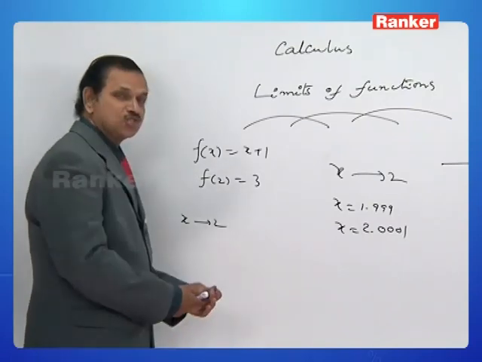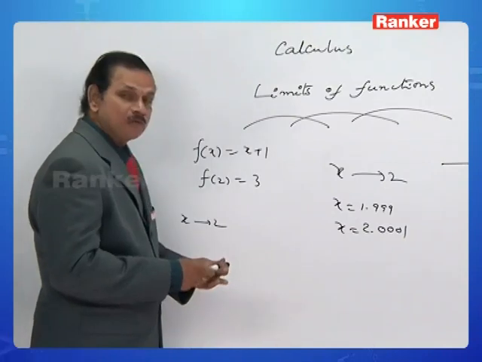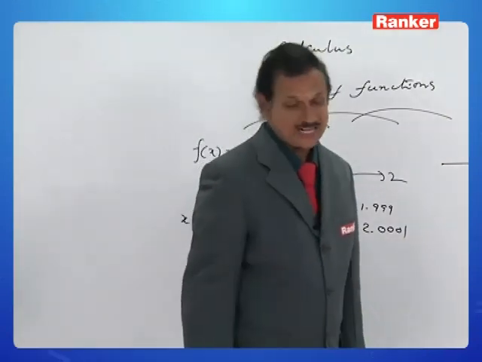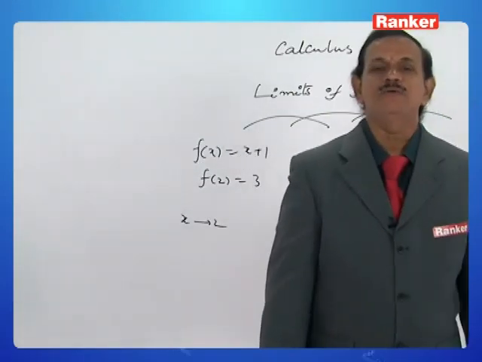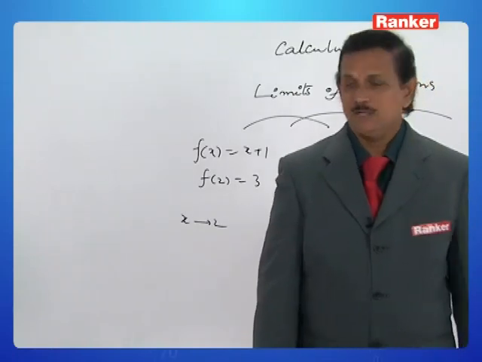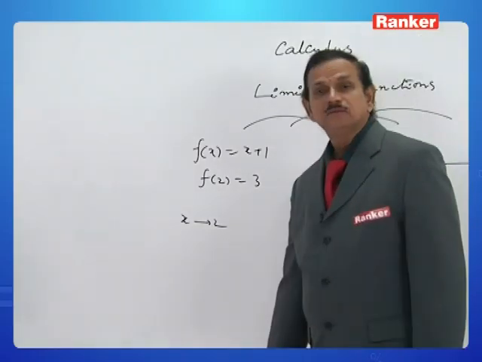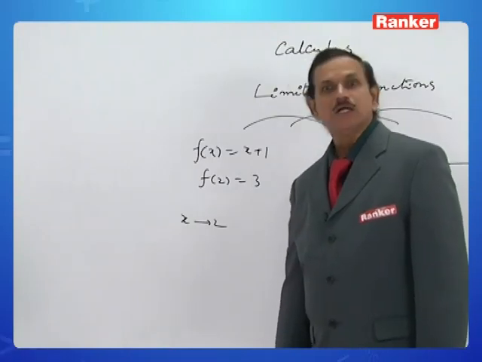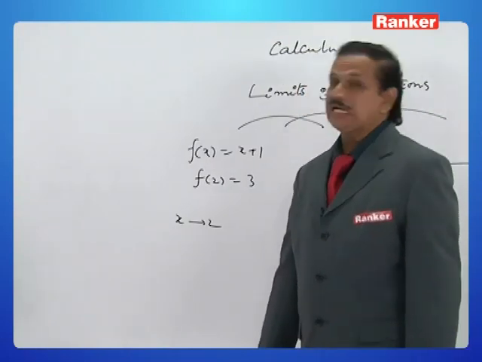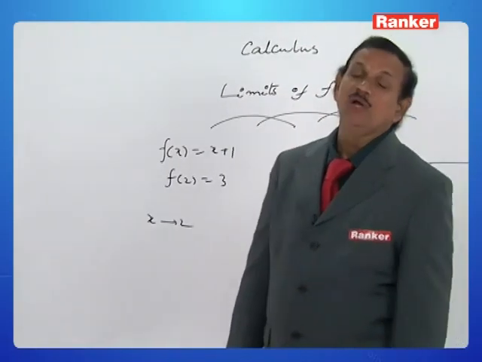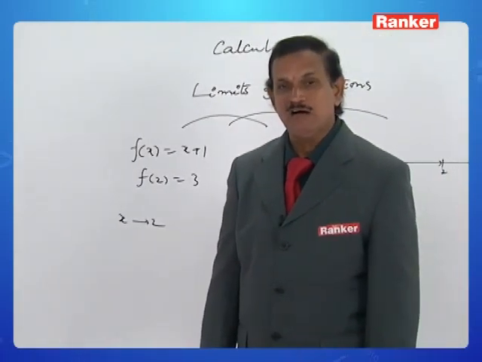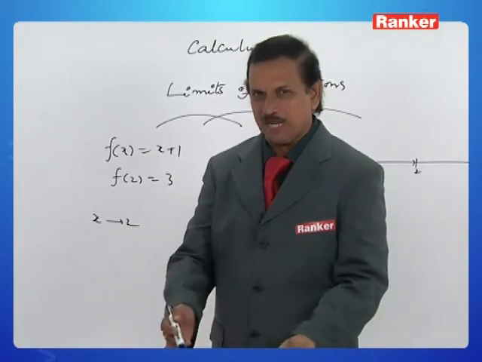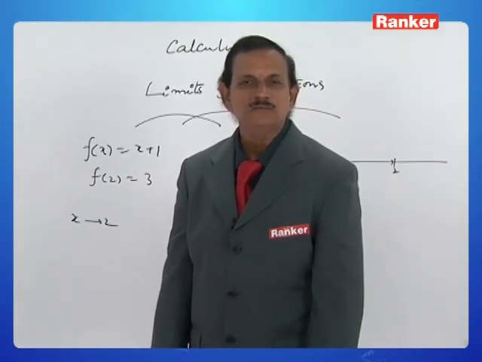Suppose x tends to 2 from right, then what is the exact value of x? 2.000001. Then what is f of x? 2.000001 plus 1, what is that? 3.000001. And in that case also the approximate value of f of x with the exact value is 3.